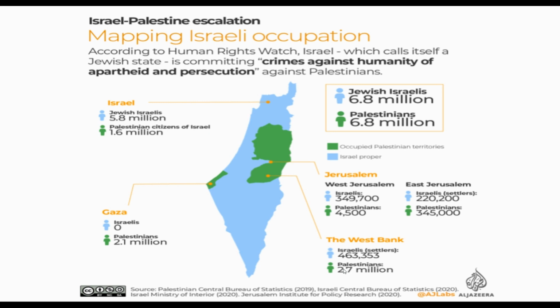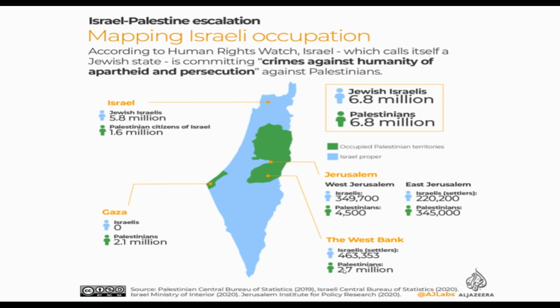When we look at this chart, you can see, according to Human Rights Watch, Israel, which calls itself a Jewish state, is committing the crimes against humanity of apartheid and persecution against Palestinians. The overall population is 6.8 million Jewish people, and Palestinians are also 6.8 million.